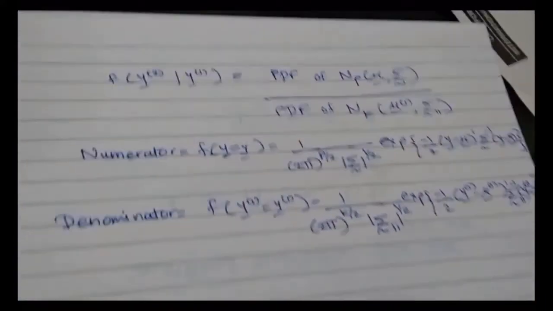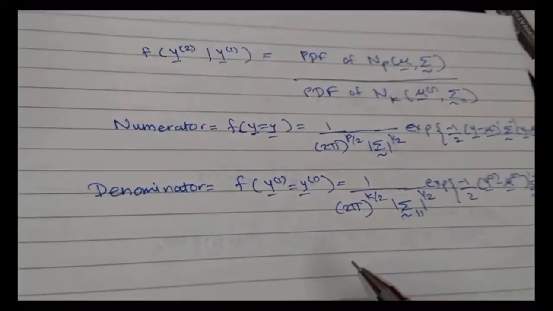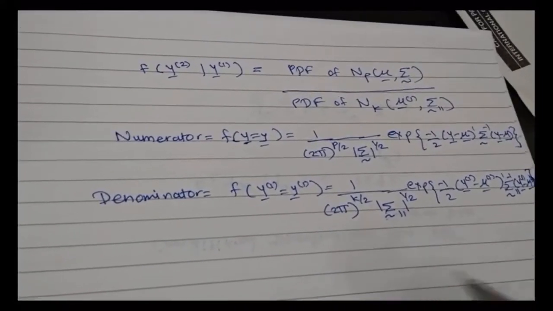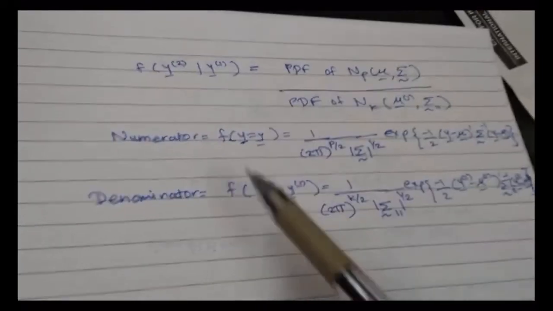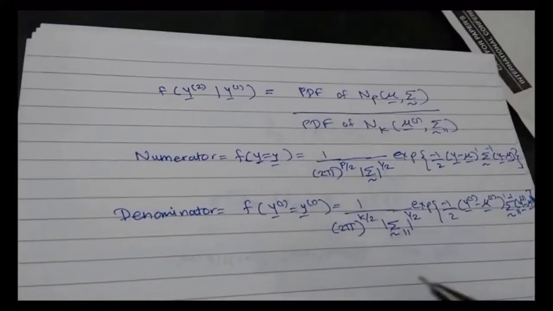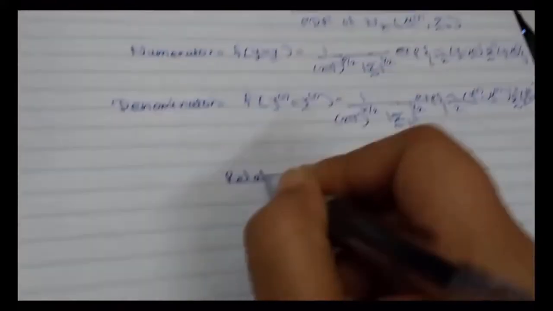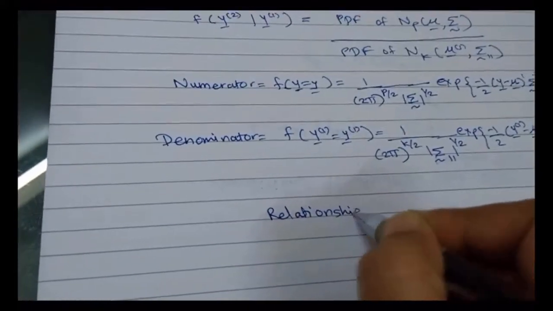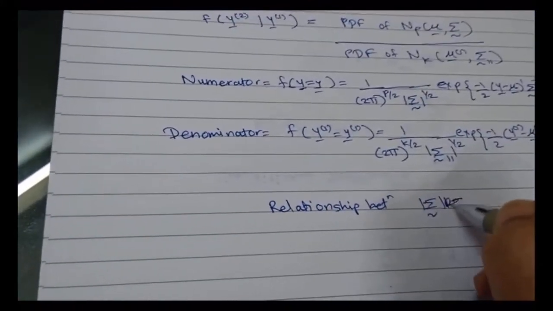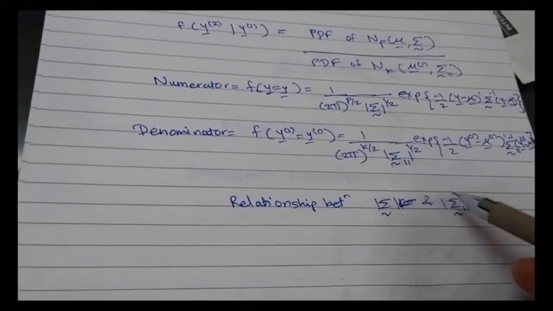So if I try to take the ratio, my (2 pi) raised to p by 2 and (2 pi) raised to k by 2 are going to get adjusted to give me (2 pi) raised to r by 2, which makes sense that the conditional distribution will also have a 2 pi component, but the power will be the same as the order of this y2 whose distribution we are trying to find. What we need is the relationship between the determinant of sigma and the determinant of sigma 1 1. This is what we need, the relationship between these two, so that we know what to cancel.